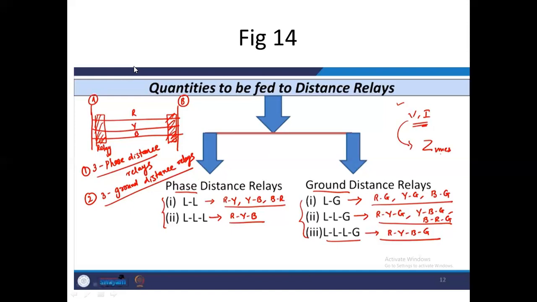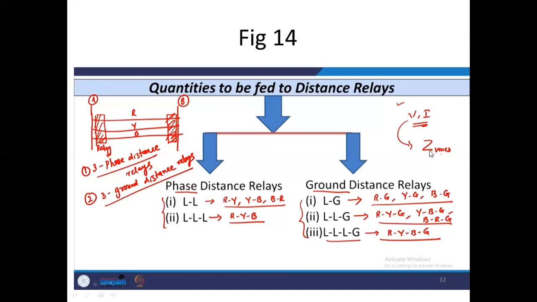Then we have to provide some quantity to the phase distance relay and some quantity to the ground distance relay, because whenever we install the relay we give input to the relay that is only voltage and current. Depending upon some calculation, it has to convert them to impedance, and that impedance is known as the measured value of impedance. Then it compares this measured value of impedance to the set value, and if it is less than that the relay operates, otherwise the relay will block.